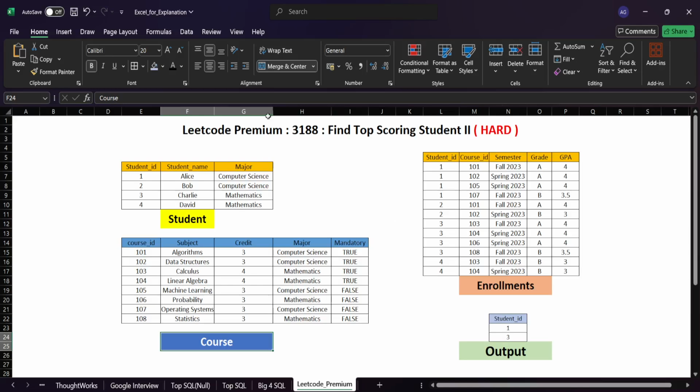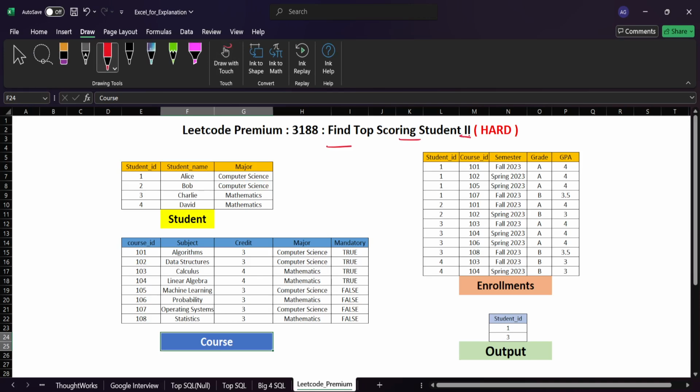So in this video, we are going to solve this LeetCode premium question, and it is a hard category problem, right? And the name of the problem is Find Top Scoring Student 2, and the problem number is 3188. In this problem, we have been given three tables: student, course, and enrollments.